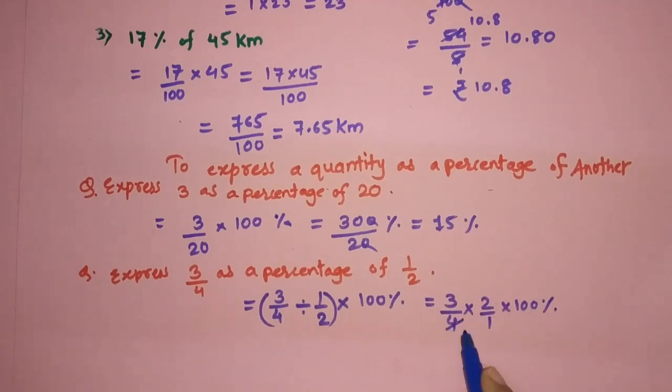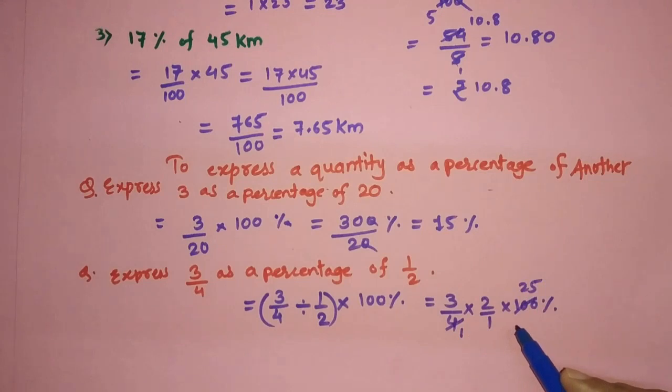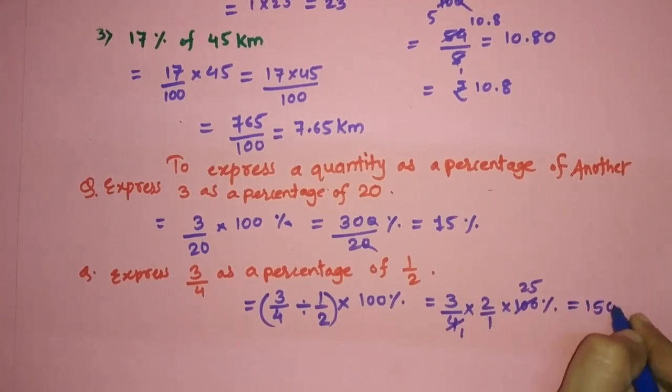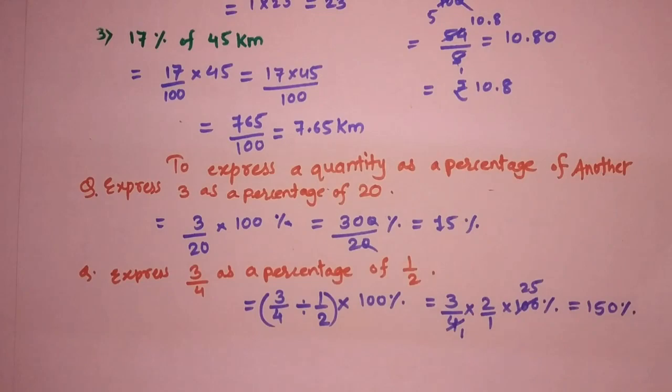So friends, here you can multiply and simplify. 4 ones are here, 2 15s, 25 are. Then just do the multiplication: 25 2s are 50 and 50 3s are 150. You get 150%. So it is 150%.